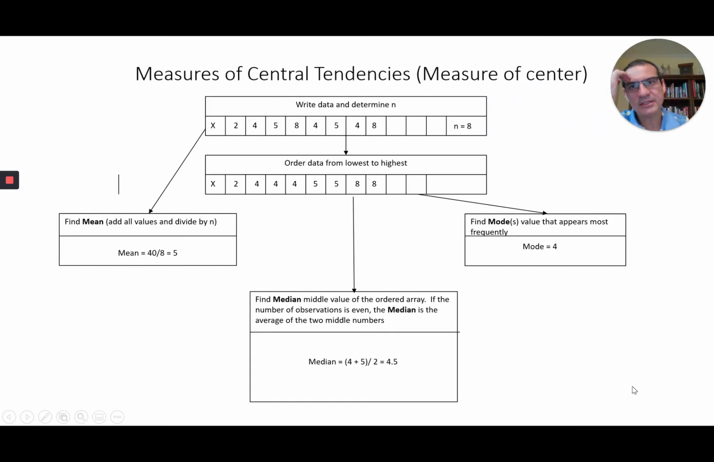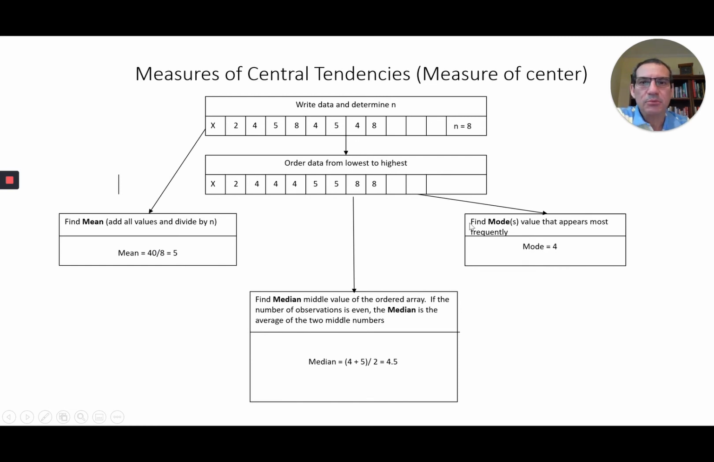So here we have a data set: 2, 4, 5, 8, 4, 5, 4, 8. To find n, we see the number of observations. So it's 1, 2, 3, 4, 5, 6, 7, 8. So it's 8 numbers. Now with all that, you can calculate the mean. As you add it, 2 plus 4, 6, 11, 19, 23, 28, 32, 40. Hope I did this okay. 40 divided by 8, and that gives you the mean is equal to 5.